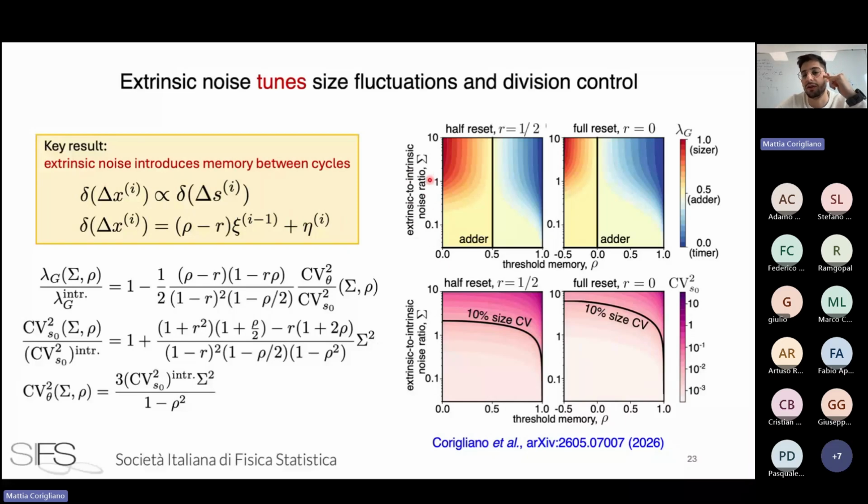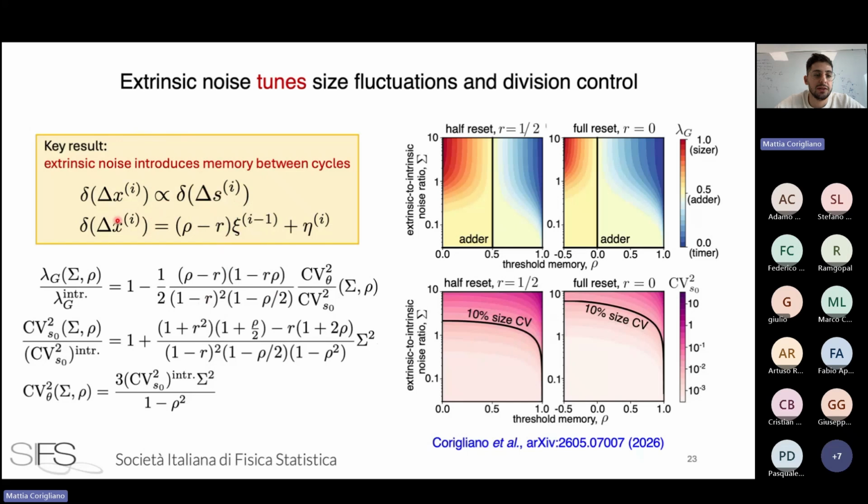And of course, you have different limits in which you have different division control strategies. And also, importantly, you can go from negligible to experimentally relevant fluctuations in the cell size. And the reason why you can tune these two parameters is that by adding extrinsic noise, you create a sort of memory between subsequent cell cycles.